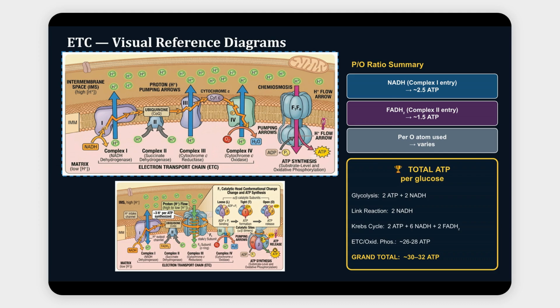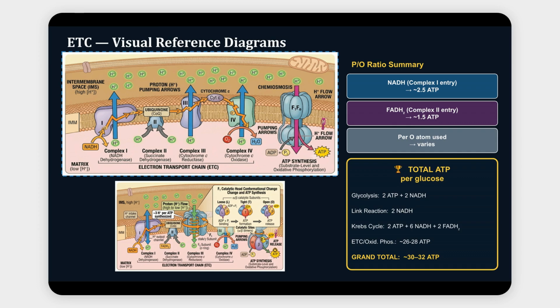Put this all together, it will give us a theoretical approximate of 30 to 32 ATP per glucose molecule under aerobic conditions. I want you to compare this with just 2 ATP from anaerobic glycolysis alone, and the importance of oxygen becomes starkly clear. Aerobic respiration is 15 to 16 times more efficient than anaerobic respiration.